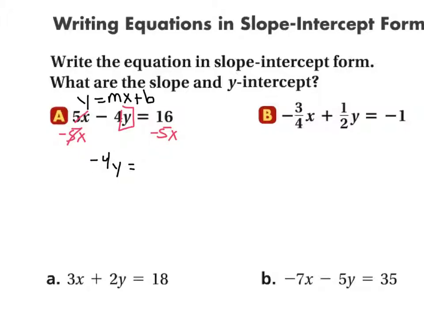Now, how am I going to write that? Am I going to write 16 minus 5x? No, negative 5x plus 16, because I want to write it in slope-intercept form. mx comes before the b. So negative 5x plus 16. And now I need to get rid of the negative 4, and so I will divide everything by negative 4.